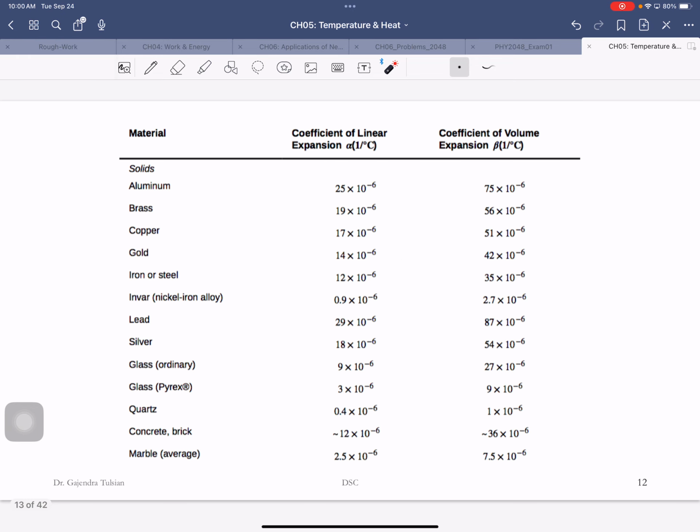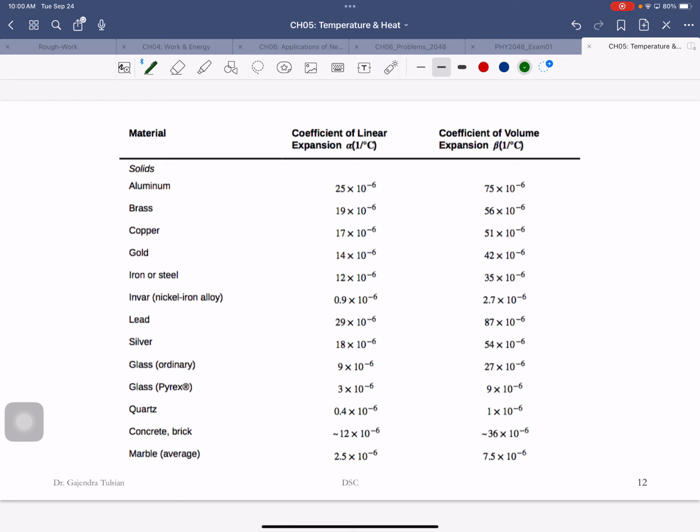Okay? So here are some numbers. Again, these numbers are important enough that you have these tables. So for instance, the coefficient of linear expansion for aluminum is 25 times 10 to the minus 6 per degree Celsius. Okay, so let's see what that means.